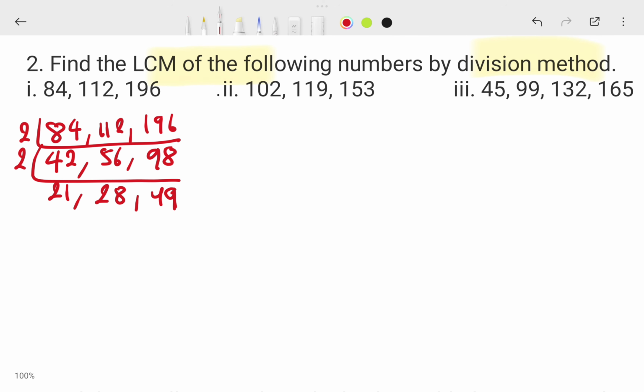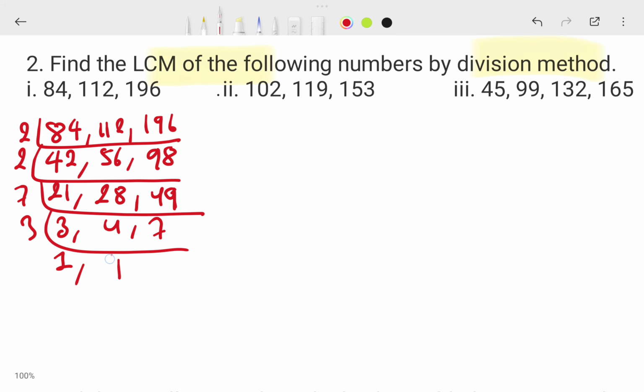If you see these numbers, they are exactly divisible. All are exactly divisible by 7. 7 3s are 21, 7 4s are 28, 7 7s are 49. It is clear. Now if you divide this one: 3 1s are 3, then 4 will be left and 7 will be left, because it is not divisible, so as it is it will come. 4 is there, so we can write 4 1s are 4.